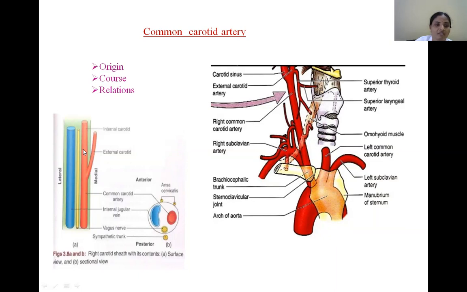What is this deep cervical fascia enclosure? The carotid sheath. Within this carotid sheath, we can appreciate both the common carotid artery and the internal carotid artery. But the external carotid artery is outside the carotid sheath. As it is present in this carotid sheath, what is the important relation for the common carotid? Anteriorly is the ansa cervicalis, the loop of nerve plexus present on the anterior aspect of the carotid sheath, which supplies the adjacent muscles, which are the infrahyoid muscles.